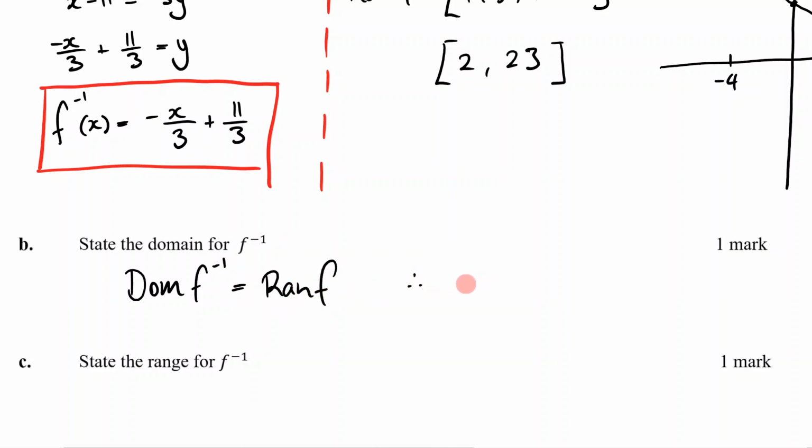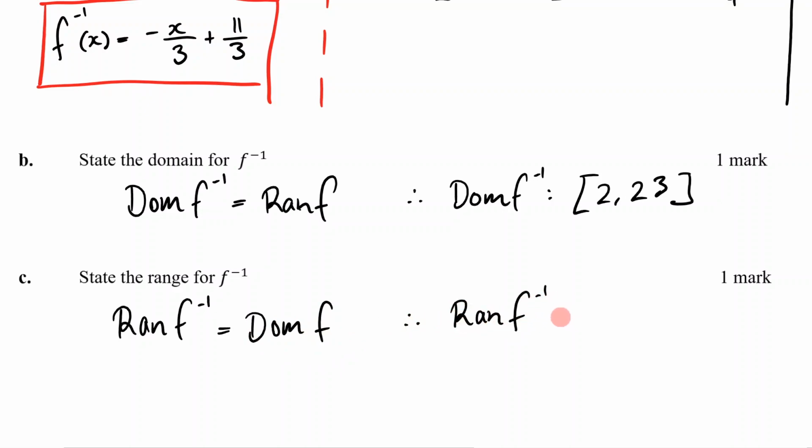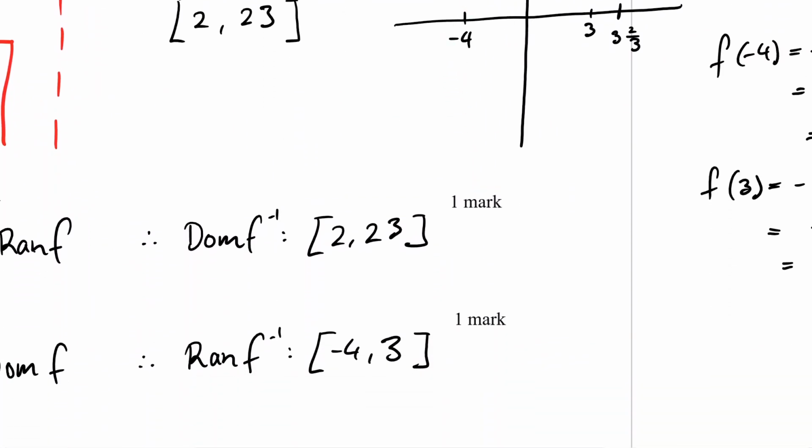So therefore, the domain of this is going to be equal to the range of the function, which is 2 to 23. And then the range of the inverse function is going to be equal to the domain of the function. Therefore, the range of the inverse is going to be equal to negative 4 to 3. That was right, wasn't it? Yes. Let's put a box around our answers there.